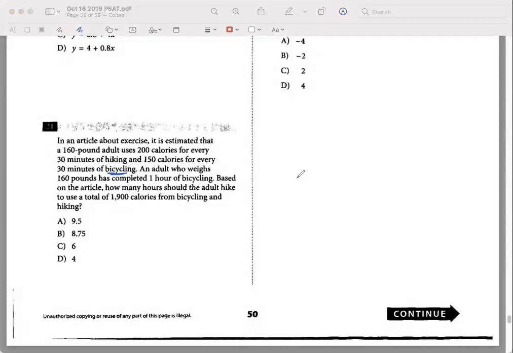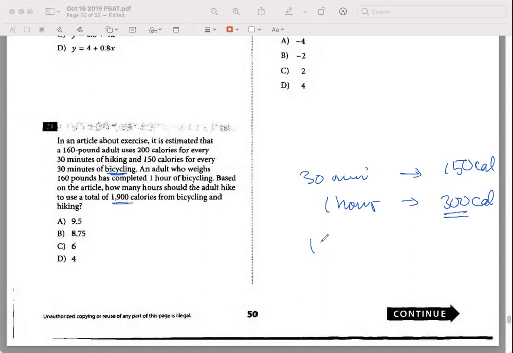For bicycling for 30 minutes, you burn 150 calories. So for 1 hour, you would burn 300 calories, right? So he has already burned 300 calories. Now he wanted to burn 900, of which he has burned 300. So he needs to burn 600 calories from hiking, because we need to now figure out how many hours he should hike.